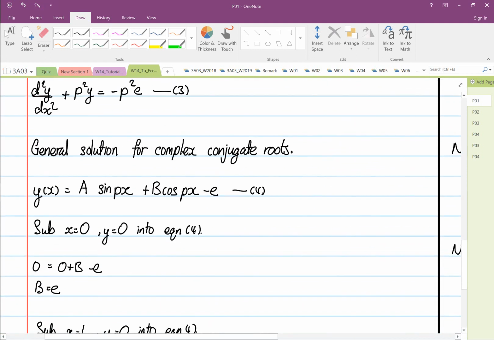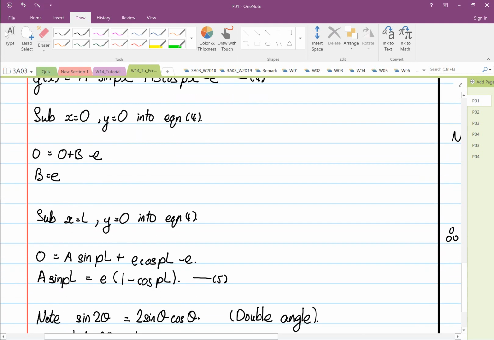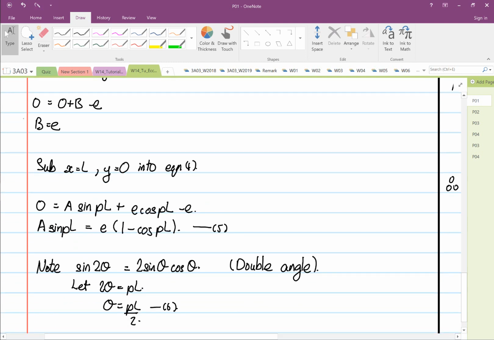Then from here we put in our boundary conditions. When x is equal to 0, y equals 0, we have B equal to E. Then when x equals L, y equals 0, we have our expression in equation 5.